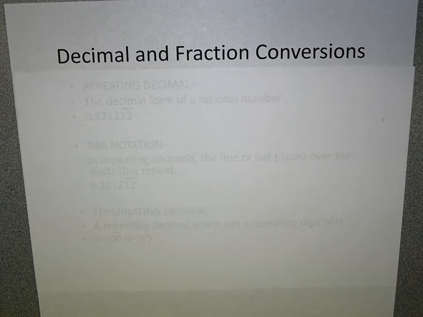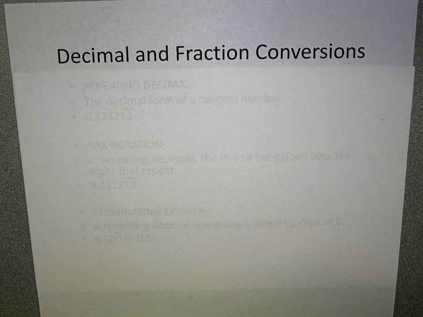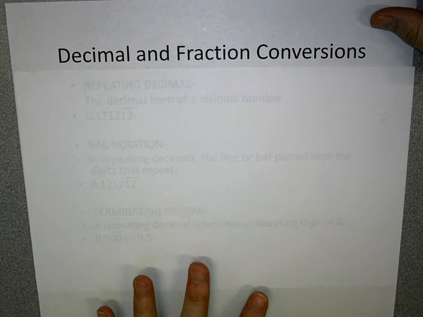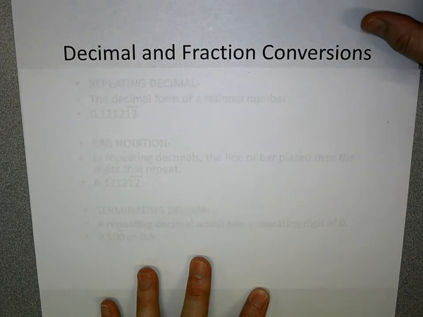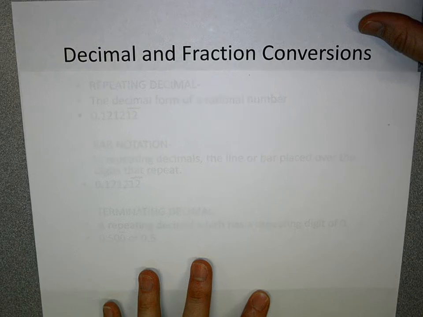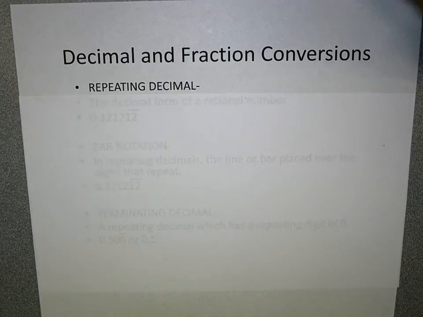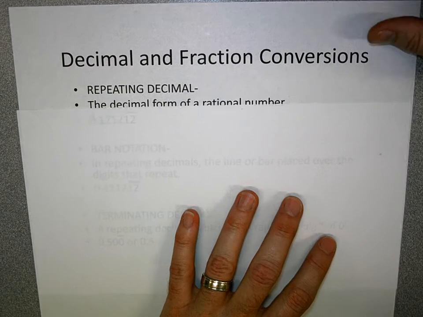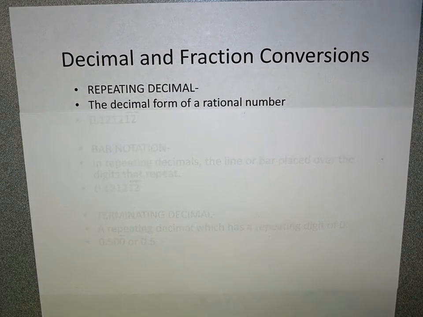Vocabulary. It's on the chapter 4 vocab sheet that you guys grabbed on Friday. All right, our first word for today's lesson on decimal and fraction conversions would be repeating decimal. So repeating decimal, everyone. A repeating decimal is the decimal form of a rational number. The decimal form of a rational number.